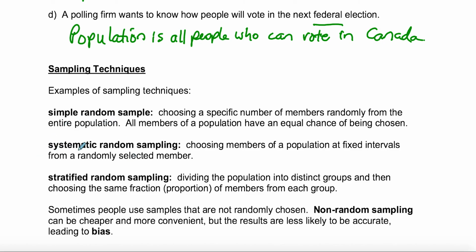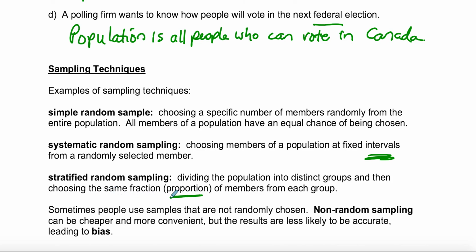There's something called systematic random sampling, choosing members of a population at fixed intervals from a randomly selected member. So let's say you pick the 25th person in the school alphabetically, and then we're going to go at a fixed interval. That's an important word there. Like we're going to choose every 50th student or every 10th student. Regular intervals for systematic.